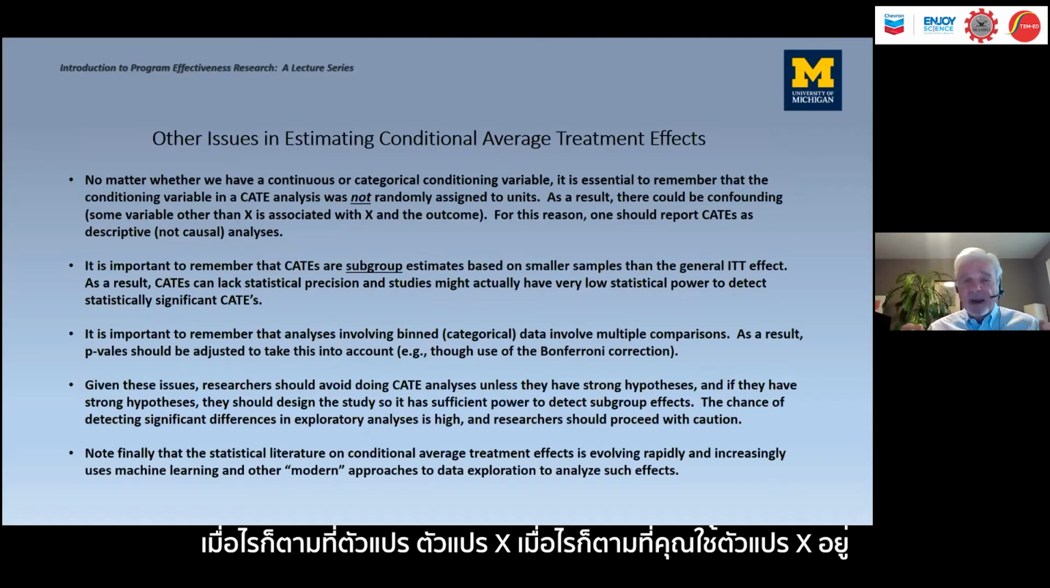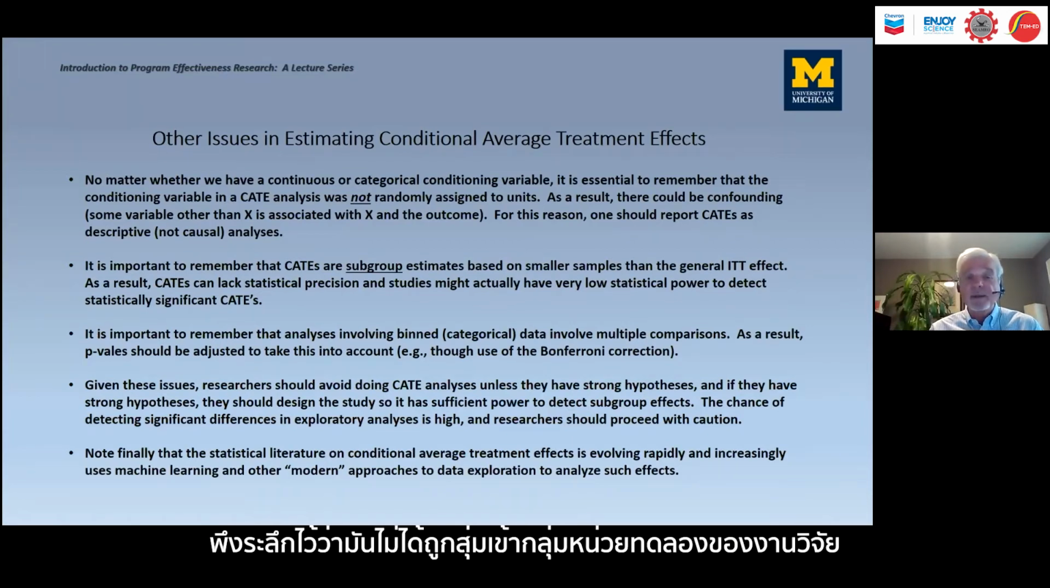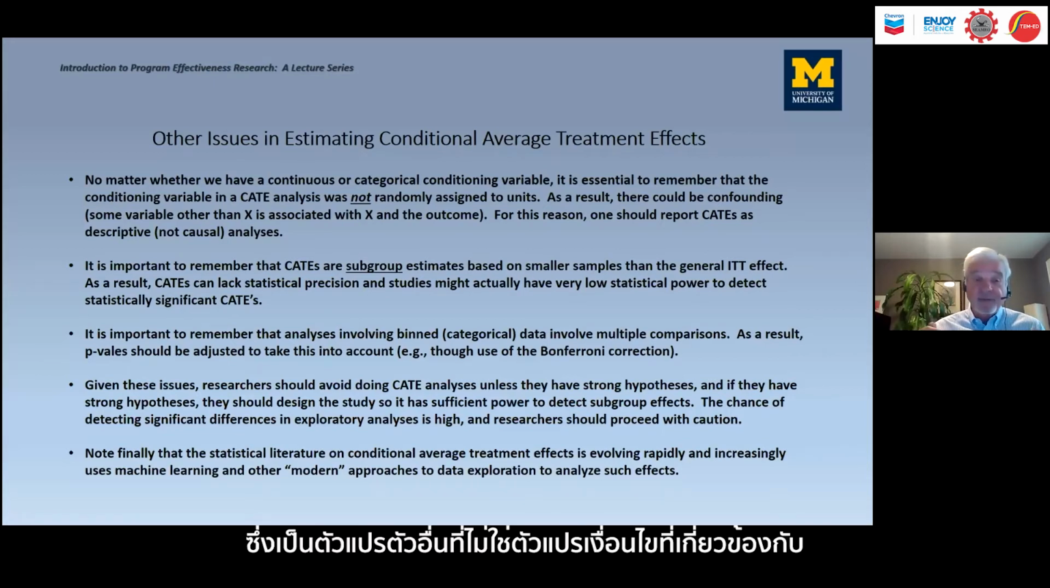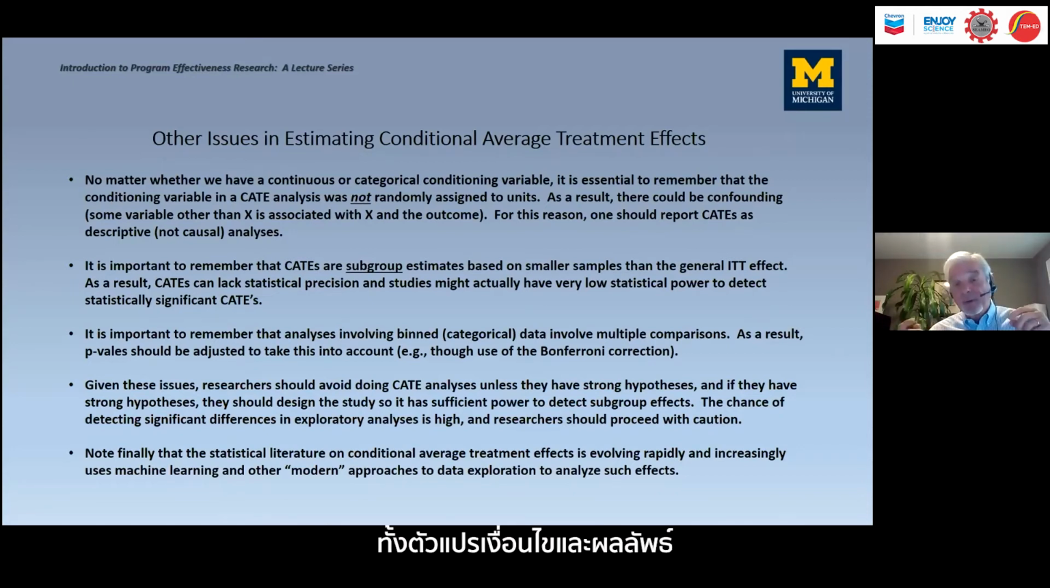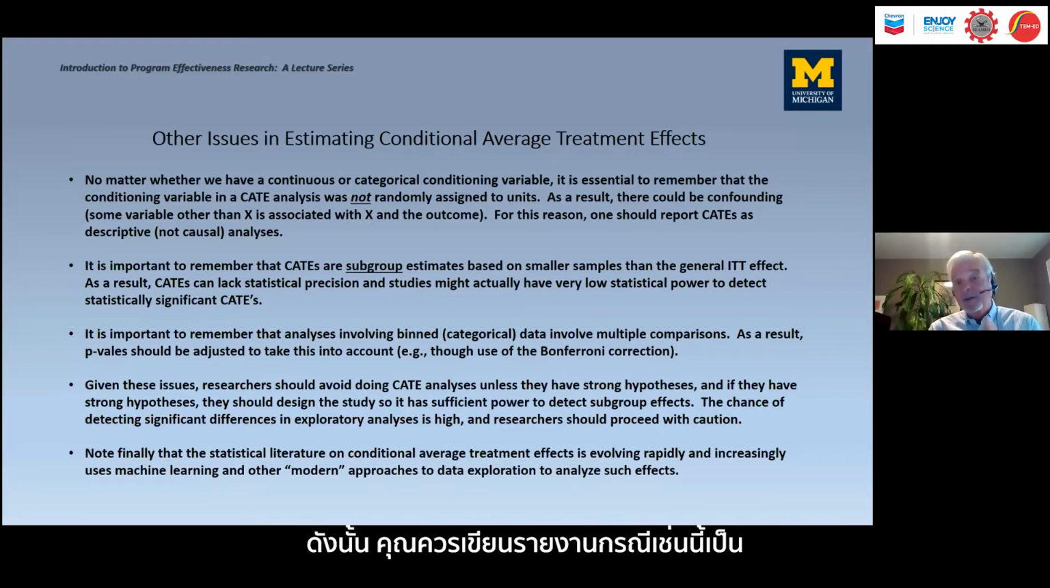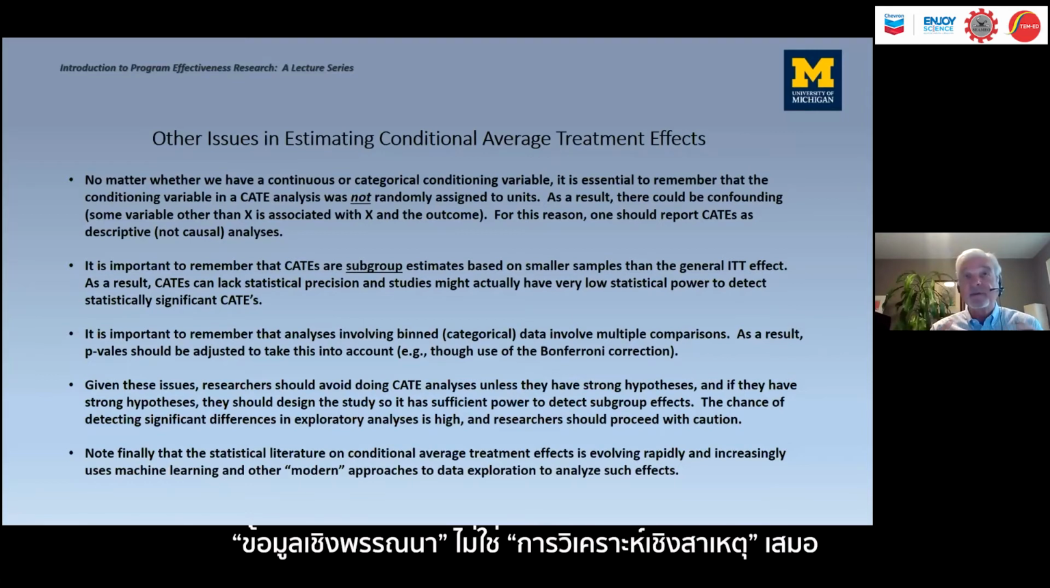Whenever the variable, whatever x you're using, remember that it wasn't randomly assigned to the units in the study. And so there can always be confounding. That is, some variable other than the conditioning variable is associated with both the conditioning variable and the outcome, and that's going to cause you to see this conditional effect, but the conditional effect is actually not causal. So you should always report these cases as descriptive data, not as a causal analysis.